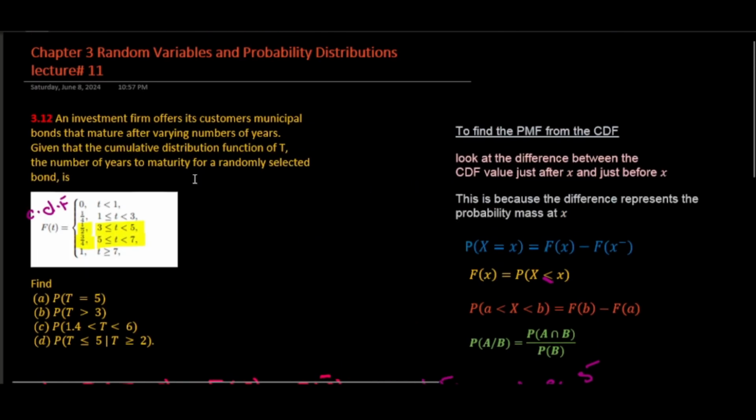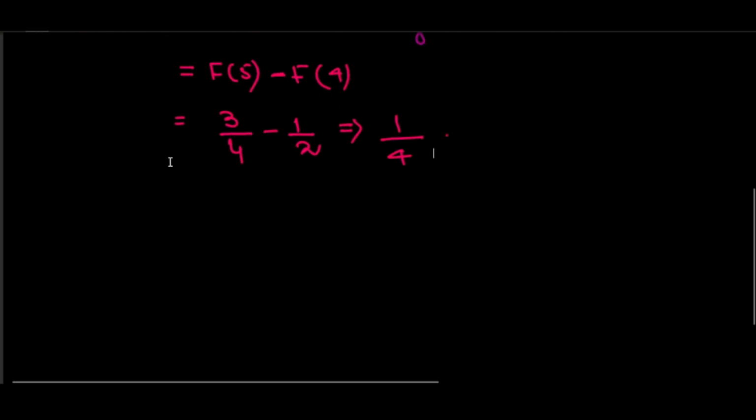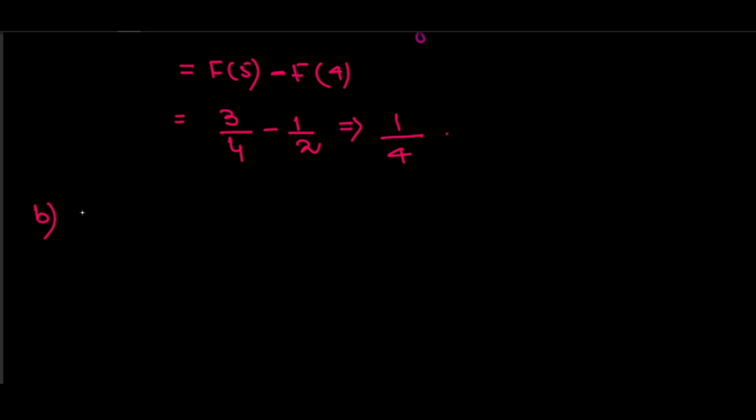So in the second part, we are going to find the probability that capital T is strictly greater than 3. So in the second part, we will find the probability that capital T is more than 3.